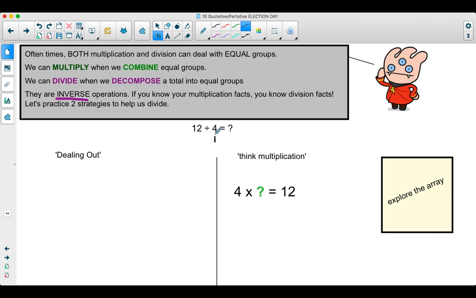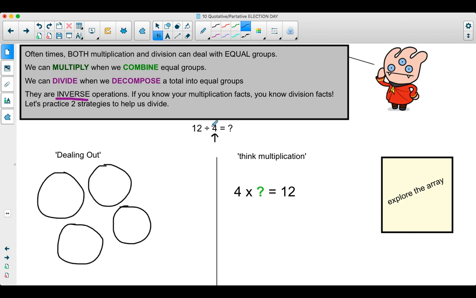So you draw your divisor, 4. It's our 4 groups. You could think of those as 4 people. And I'm going to deal out my 12 wings. So you deal out tallies until you equal your dividend. Okay, so 12 is our dividend.